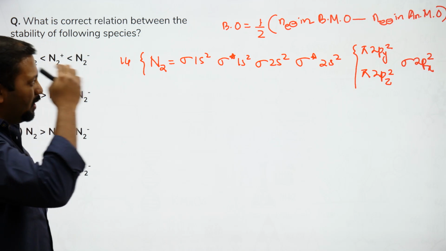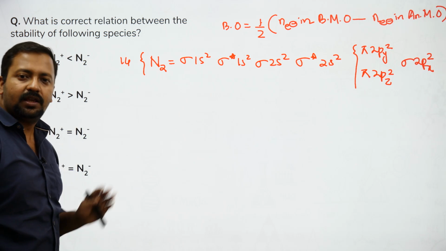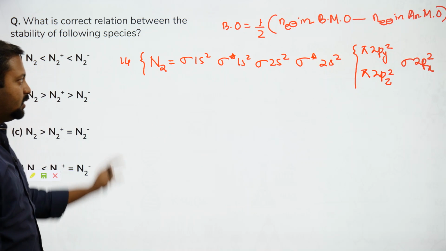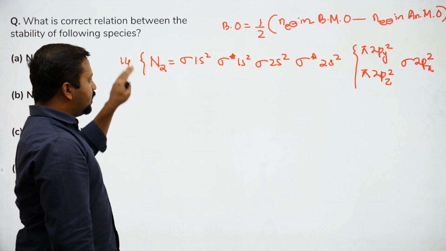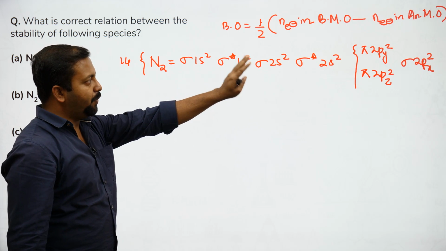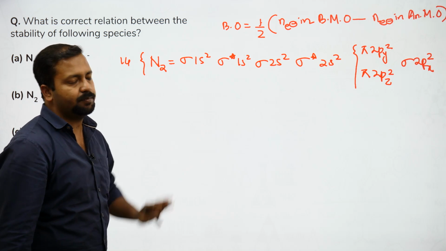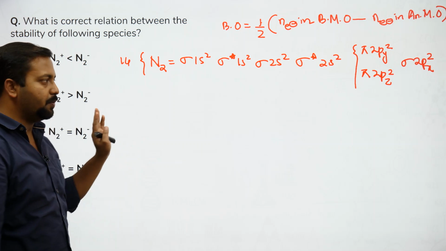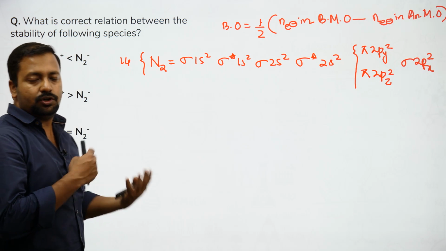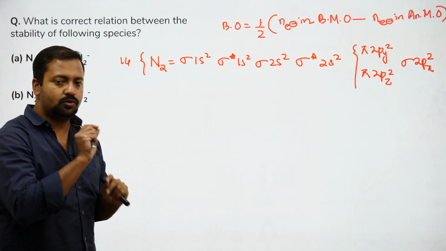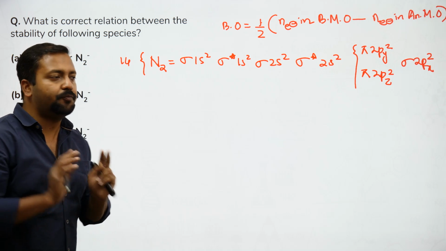How do we write MO configuration? There is a particular trend, it is given in the books, remember it once. In boron, carbon and nitrogen, pi 2py, pi 2pz come before sigma 2px. That's it. That is what you have to remember. Try not to remember any shortcuts for this because this is vital. So do a bit of practice.